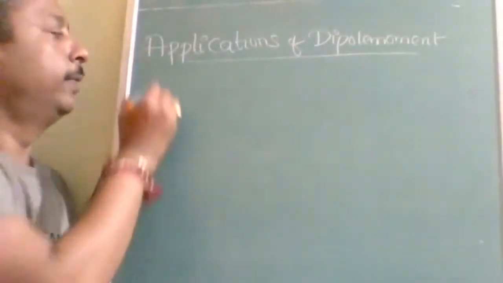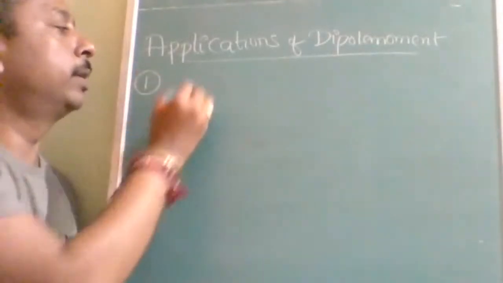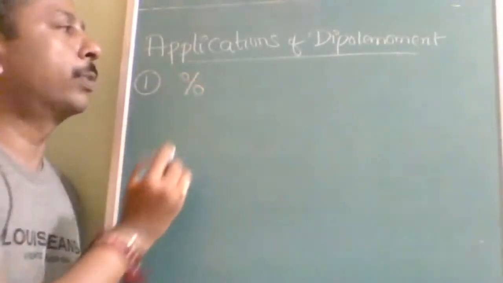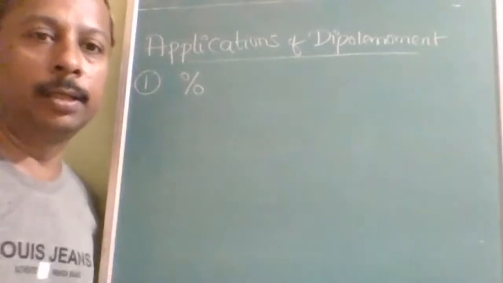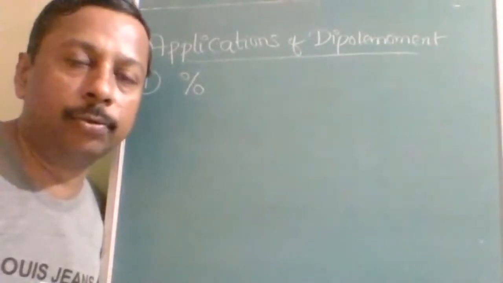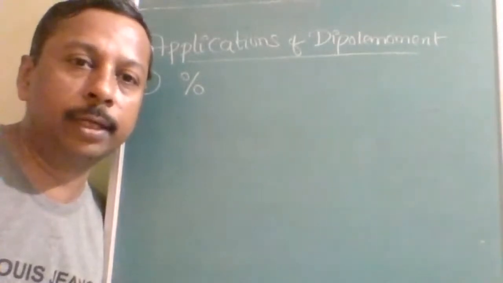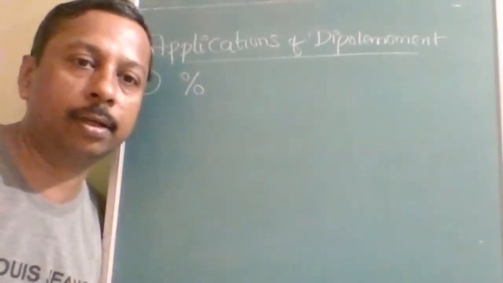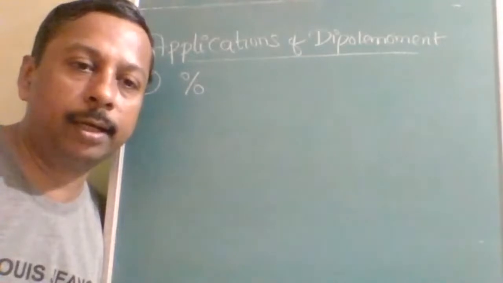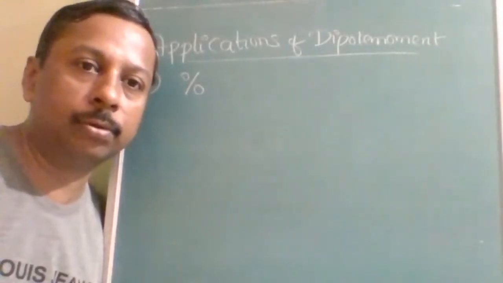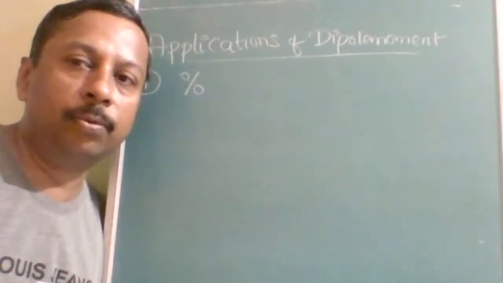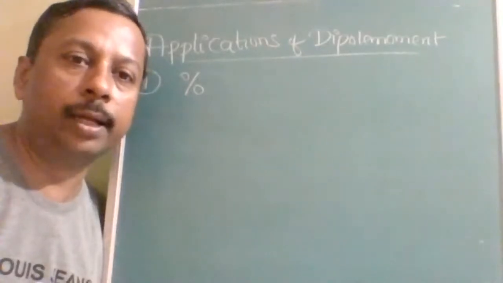So the very first is percentage ionic character. The first application is related to the Fajans rules. With Fajans rules, we can only compare which is more ionic and which is less ionic. That's all. There are no quantitative values in the Fajans rules. But dipole moment can be used to calculate them.